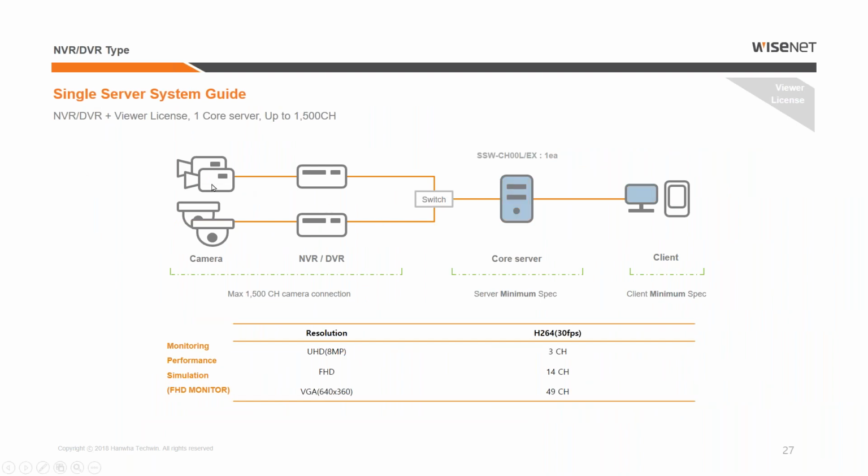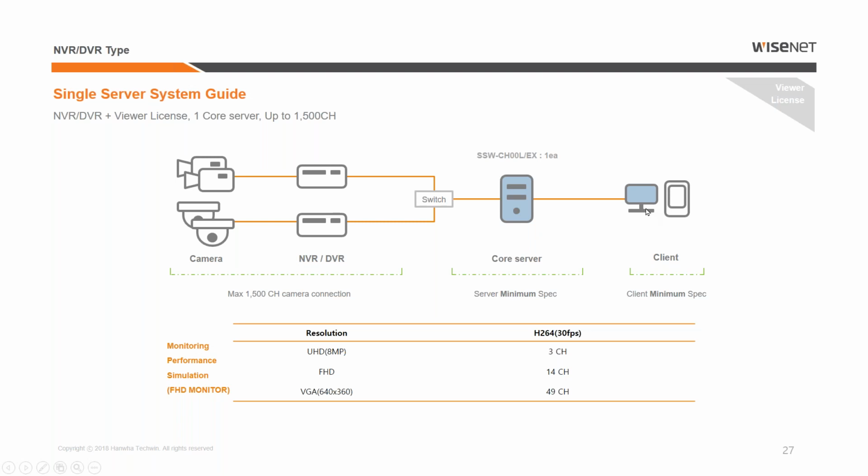okay, just an example. I have 1500 cameras recording on NVR. I need one core server. All the NVRs will be added here. I can have as many client PC. Both spec is i7 16 GB RAM. If you have one monitor, 1 GB graphics card.